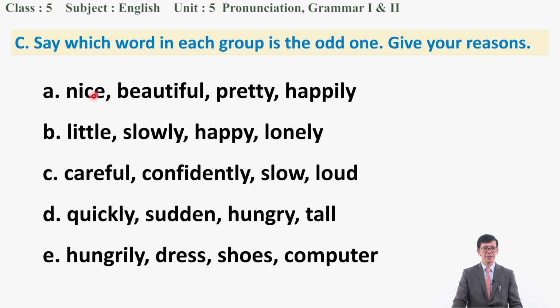Let's see. Nice. Beautiful. Pretty. And happily. Which one is the odd one in this group? Very good. You are excellent. Look at here. This one ends with L-Y, but look at the others. Nice, beautiful, pretty. There is not. So, which one is the odd one out? Very good. Happily. Happily is an adverb and the rest of the others are adjectives. So, this is the odd one in this group.